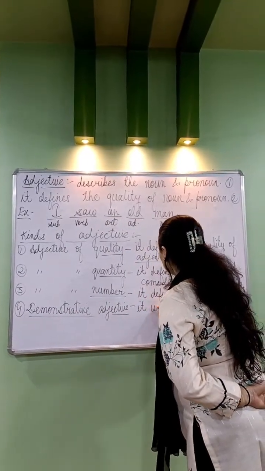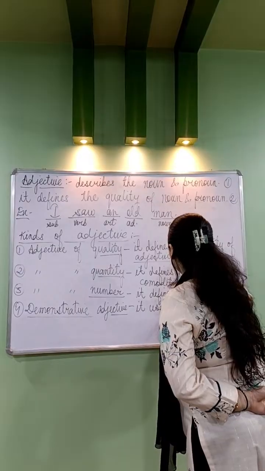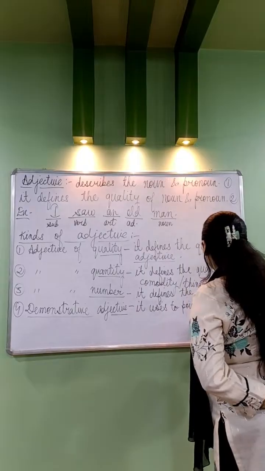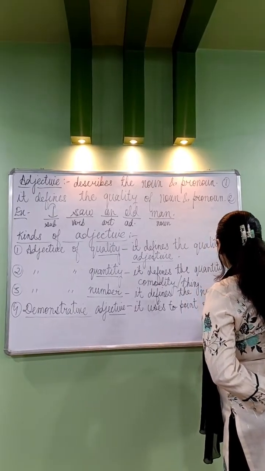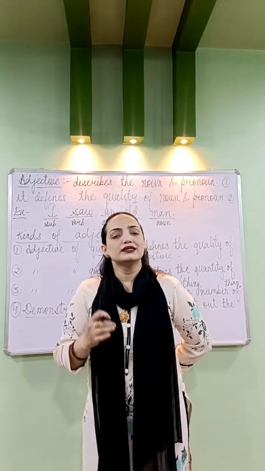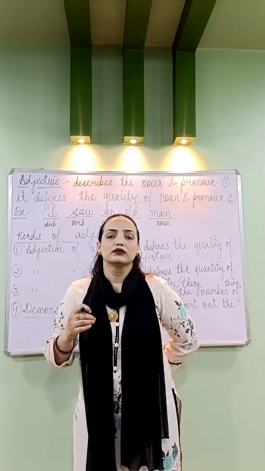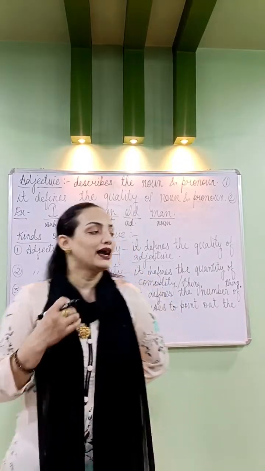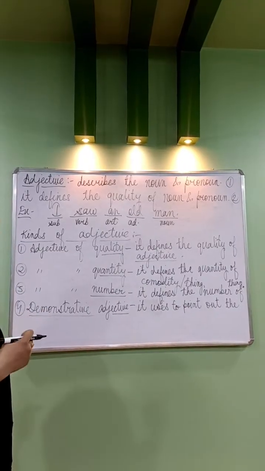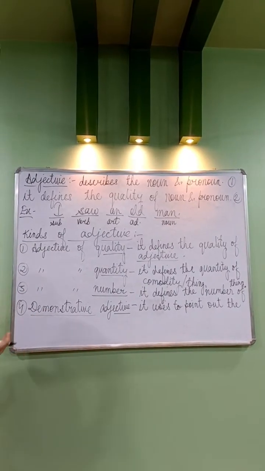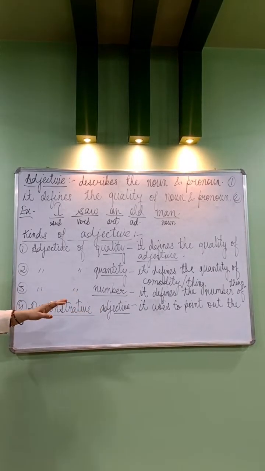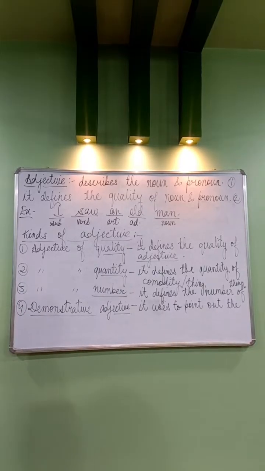Mean it uses to point out, like we use the word this, that, those. This we use in singular form, that we use in singular form, these we use in plural, and those we use in the plural form. So all that are the parts of the demonstrative adjective. It uses to point out the naming words.